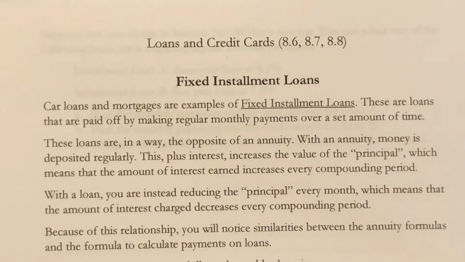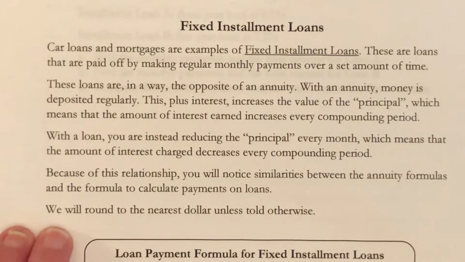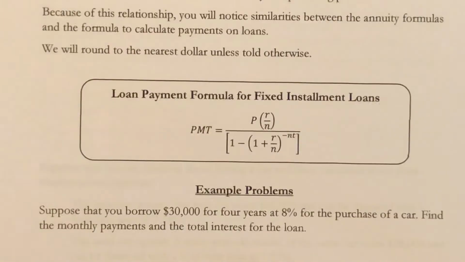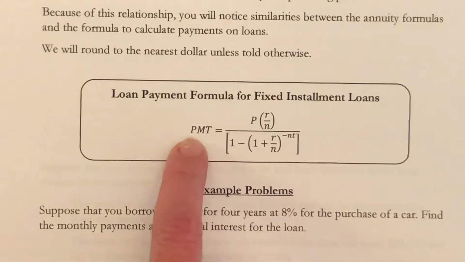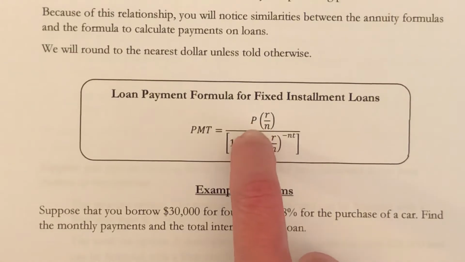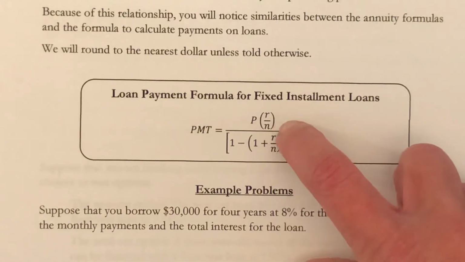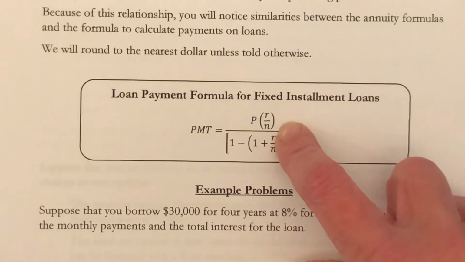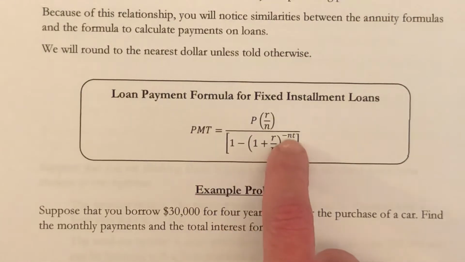Because of this relationship, you will notice some similarities between the annuity formulas we used previously and the formula we use to calculate payments on loans. We will round to the nearest dollar unless told otherwise. So, the loan payment formula for a fixed installment loan: your payment, how much you're paying every month, equals P times the rate divided by the number of installment periods, R over N. And since these are loans, your N is going to be 12 unless told otherwise. Over 1 minus, in parentheses, 1 plus R over N to the negative NT.